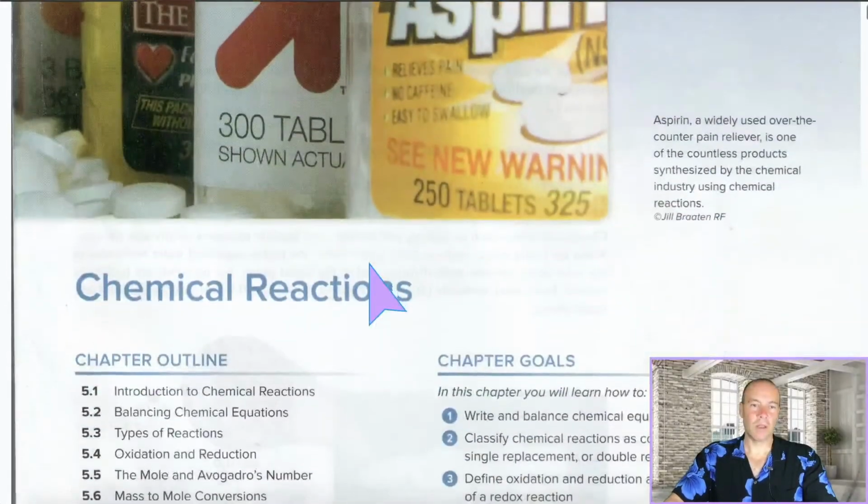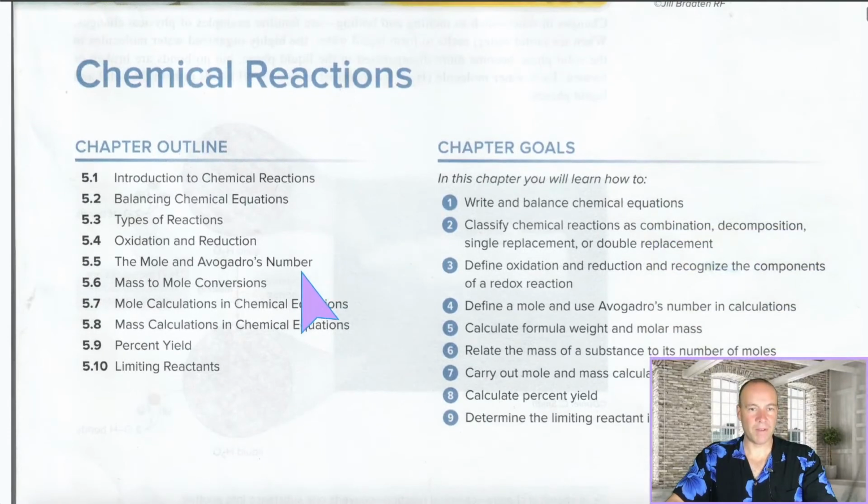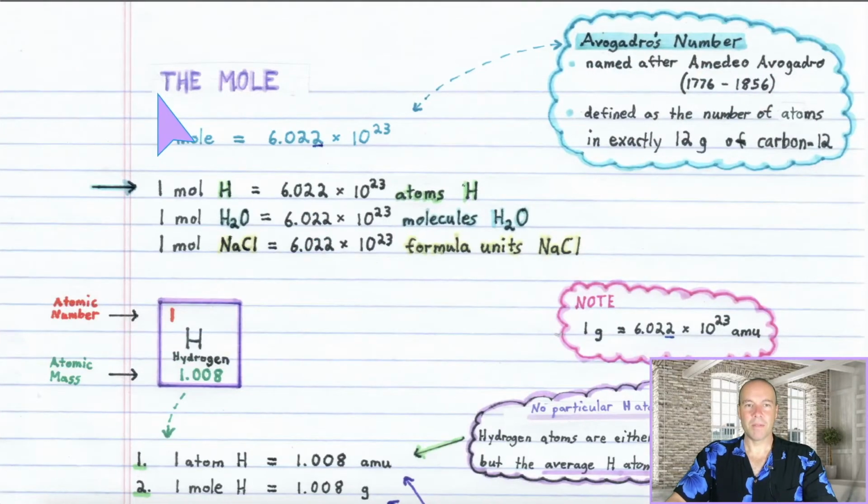So in this video, we'll cover sections 5.5 and 5.6 on the mole and molar mass calculations. You may have heard of the mole before. The mole, or 1 mole, is equal to the number 6.022 times 10 to the 23rd. So this is a very large number, and chemists use this all the time. In fact, this is what we count by in chemistry. Just as a baker counts by the dozen, the chemists count by the mole.